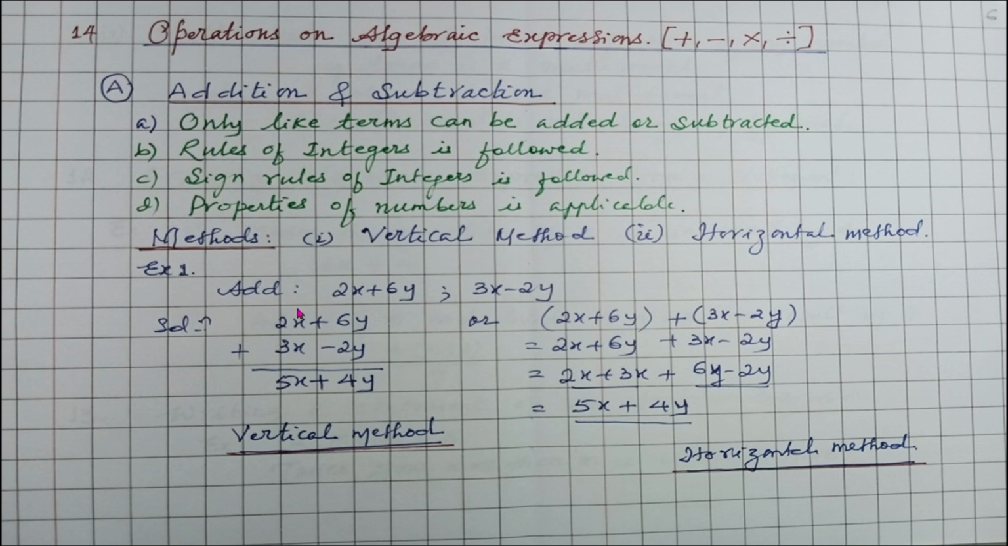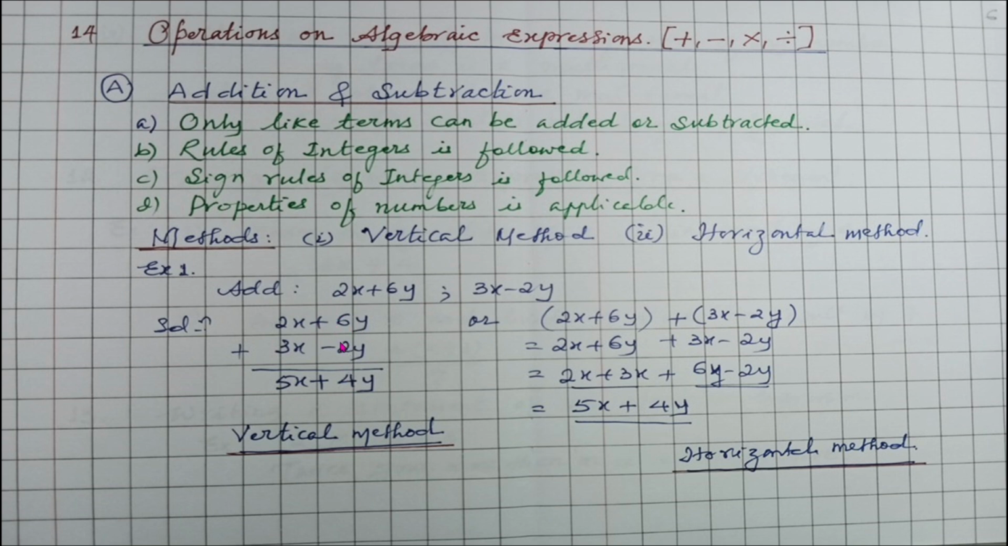Let us say we have an example here. Add 2x + 6y and 3x − 2y. If I go for the vertical method, then write 2x + 6y and write 3x − 2y below that. Add the terms as we add numbers. Add 6y and −2y; they are like terms. Plus 6 is greater, minus 2 is smaller, so 6 − 2 becomes 4y.